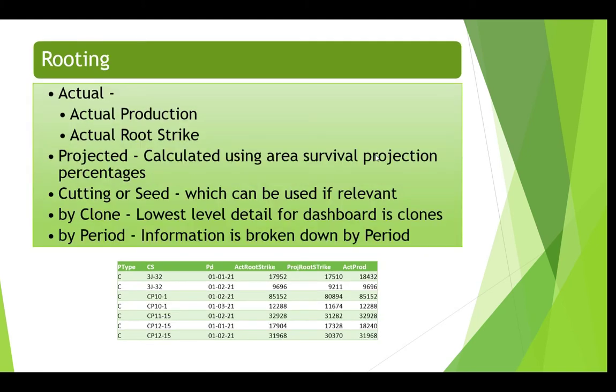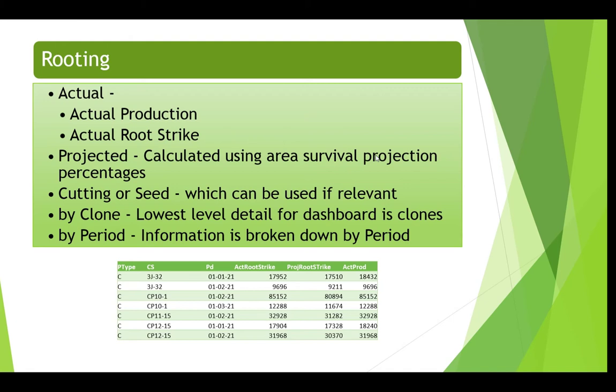We then looked at routing. We've kept actual production in here because we need that figure to be able to easily calculate the strike rates. Okay. We then looked at the actual root strike, and we then included a projected root strike.